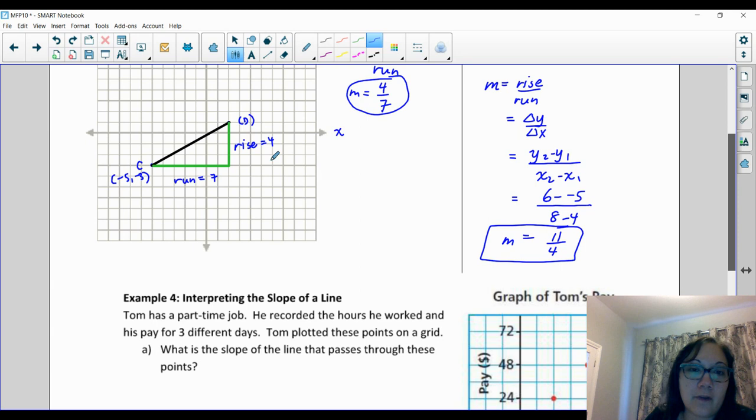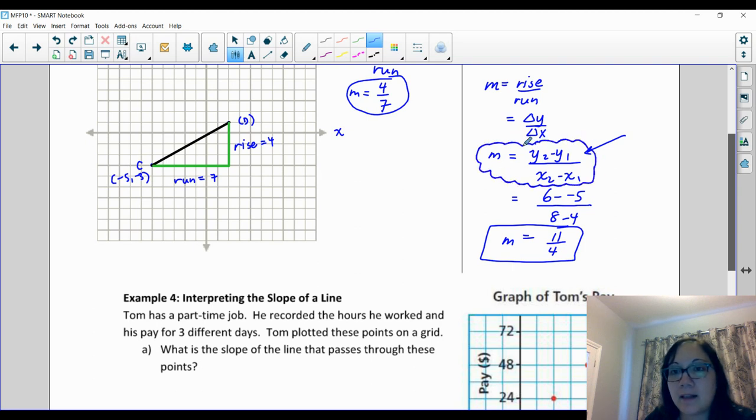We could have done that over here on this one, but it was easy because it was drawn out to just count it. So here's what you can do if you don't have a drawing: you can use this formula. This is another way of calculating slope that a lot of people find handy if you know 2 points.